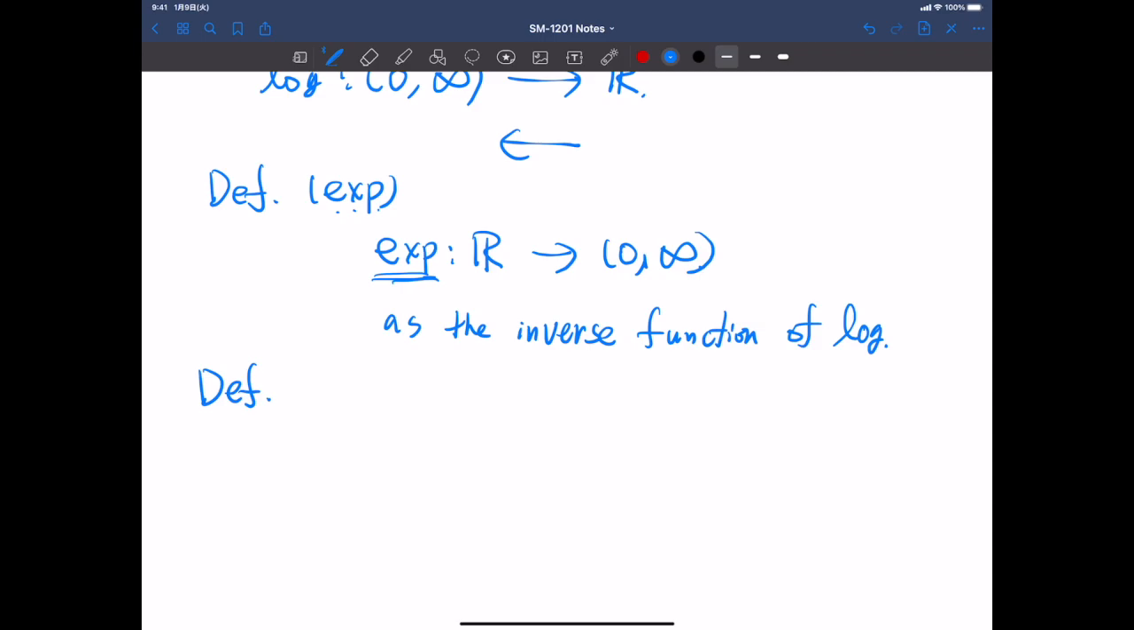Now we can define the value of e. So the value of e is defined as the value of this function with argument of 1.